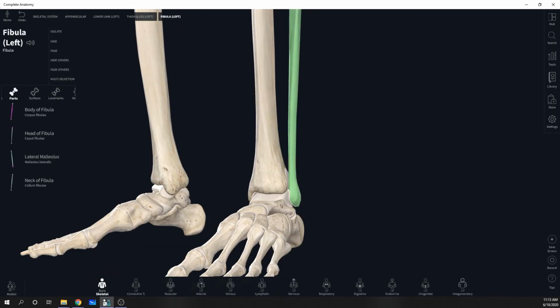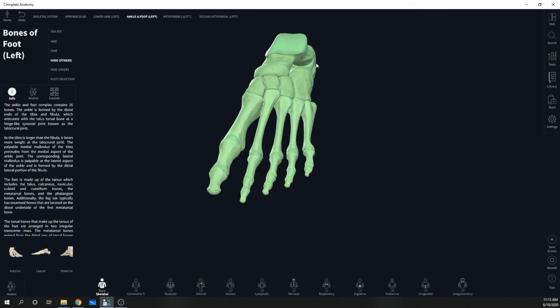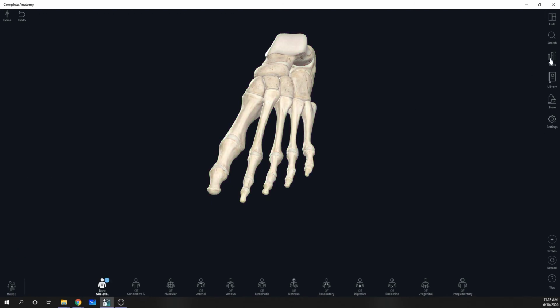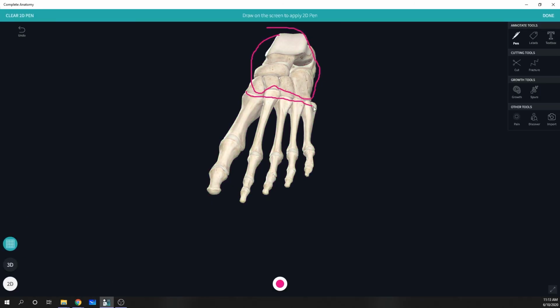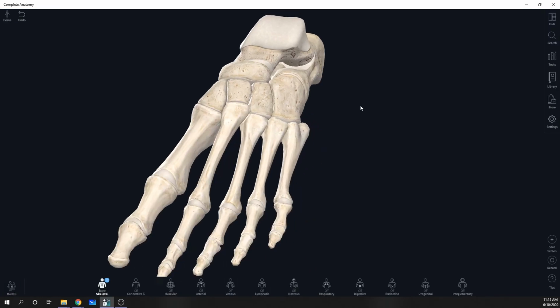Okay, now let's finish strong with the bones of the foot. Your foot, like your hand, is organized into three types of bones: tarsals, metatarsals, and then phalanges of the foot. Like the hand, the metatarsals and the phalanges are numbered using Roman numerals, 1 starting at the big toe to 5 at the pinky. Now let's take a look at the individual tarsals.